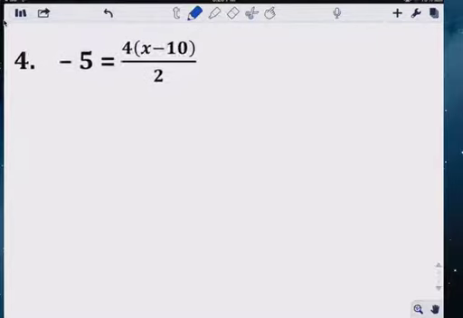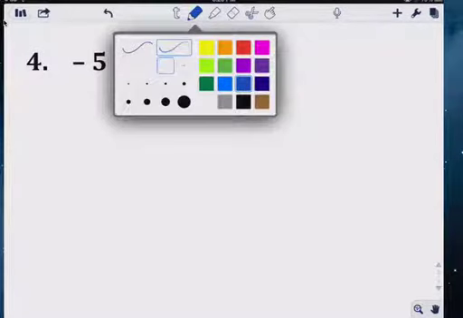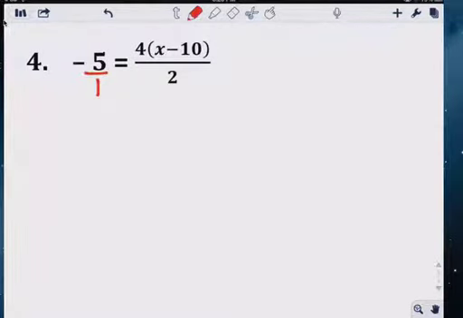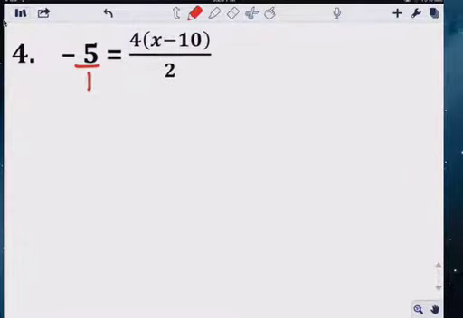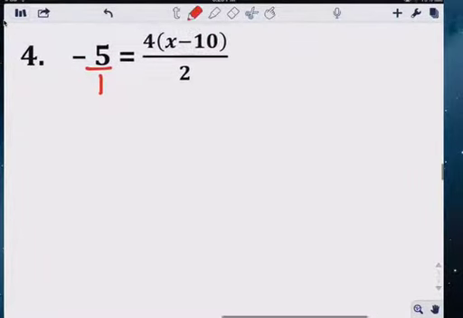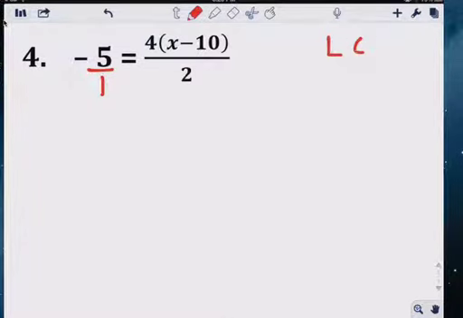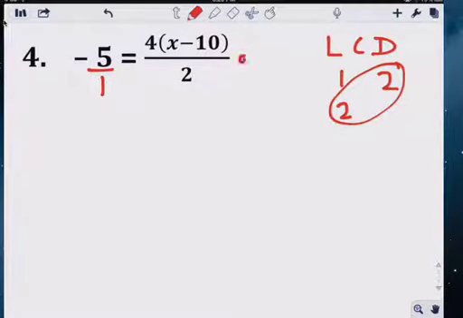Number 4 here. Over 1, right there. Now the least common denominator: you have 1 and 2, so count by 1, go to 2. Oh, they're the same. Least common denominator is 2. Okay? Least common denominator is 2.